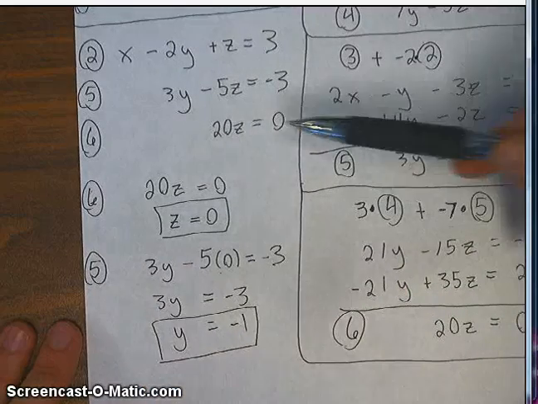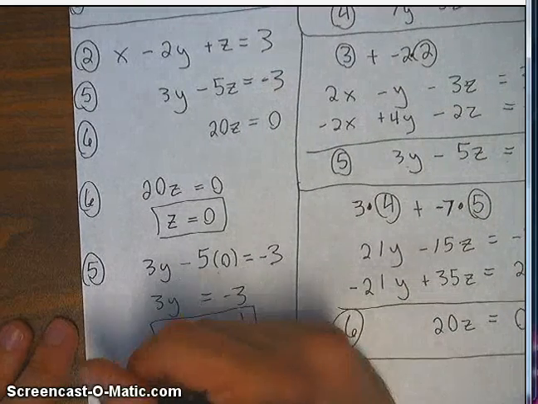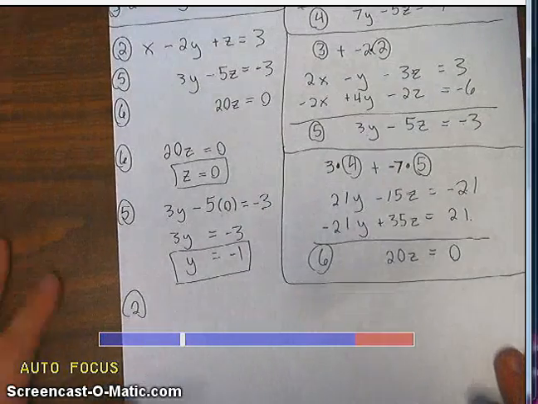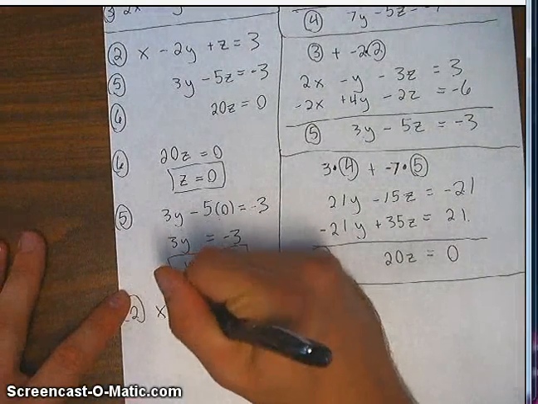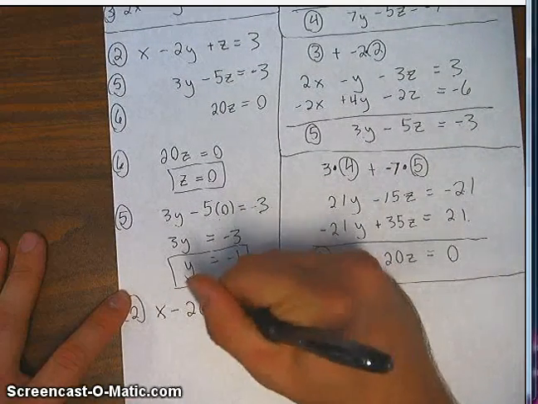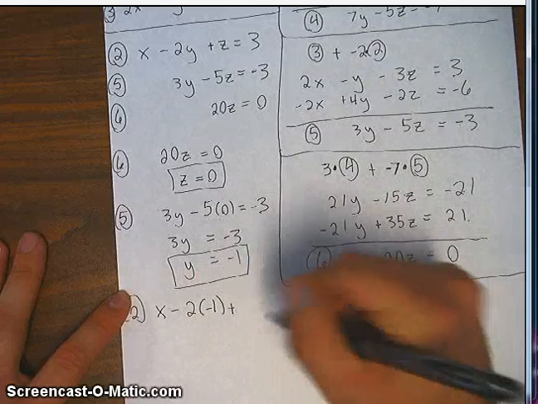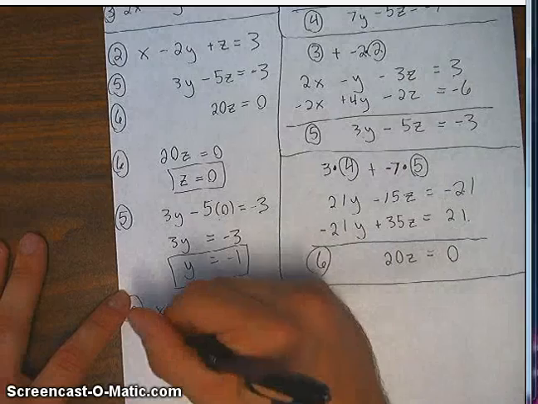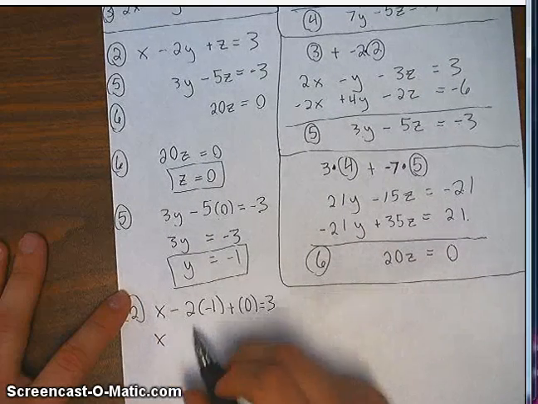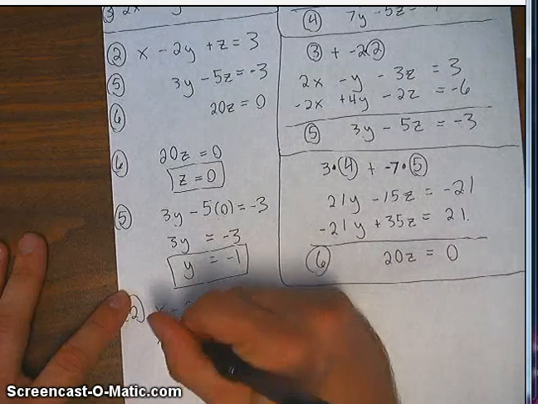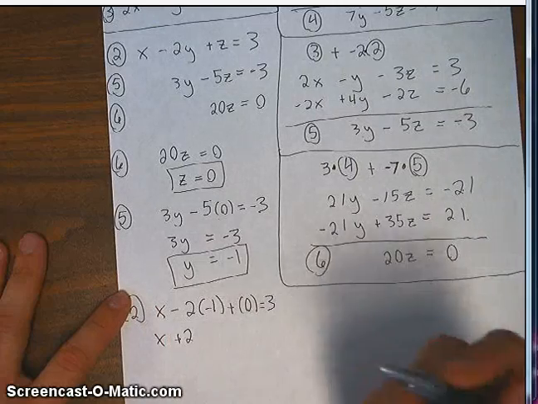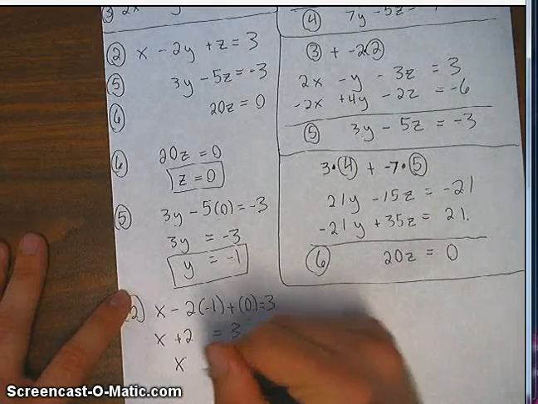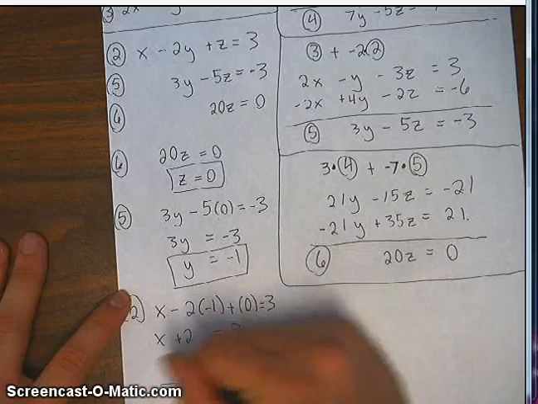All right, working from the bottom to the top, so now we're going to be at equation 2. And equation 2 is x minus 2y, but we know y is negative 1, plus z, which we know is 0, equals 3. So x minus 2 times negative 1 is positive 2, plus 0 is still positive 2, equals 3. Subtract 2 from both sides to get x equals 1.